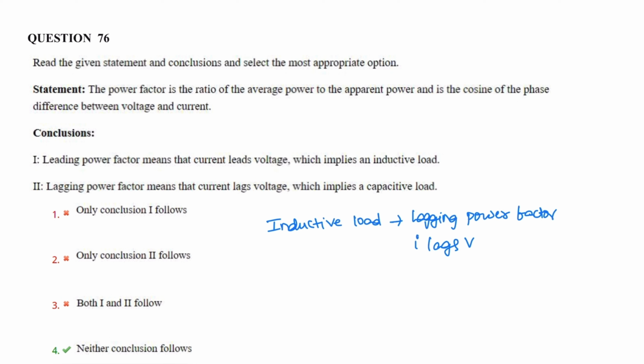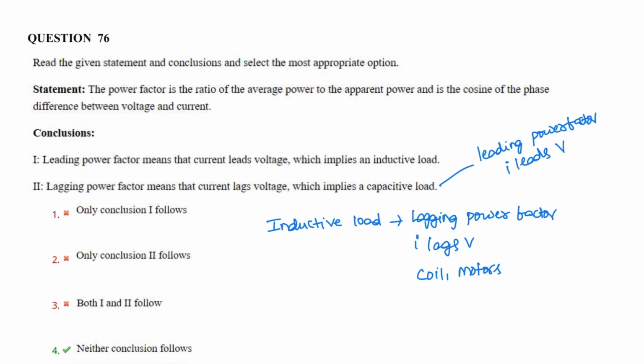Examples of this inductive power factor are coils, motors, lamps, etc. Capacitive power factor means leading power factor. A capacitive load has a leading power factor, so current leads the voltage, or voltage lags the current. Examples are capacitor banks and synchronous condensers.